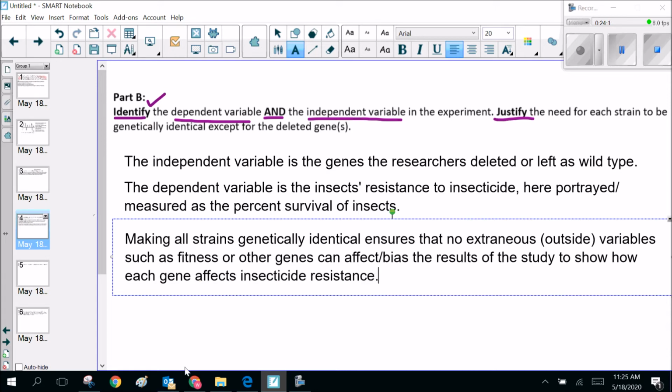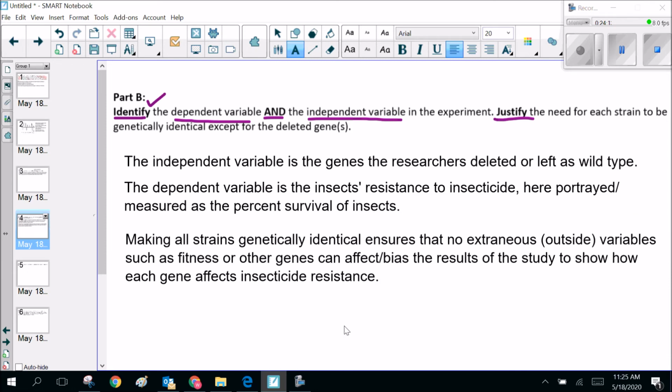resistance. So here I'm literally just coming up with this off the top of my head as you can probably tell. But basically the idea is that we just need to explain that if we didn't have all of the genes or all of the strains genetically identical, that means that genes outside of the ones that we're looking at could have influenced the results of the study and made it seem as if our results were more or less significant than they actually were. So essentially all it's doing is to try to control for any outliers or bias that could be making it into the experiment.